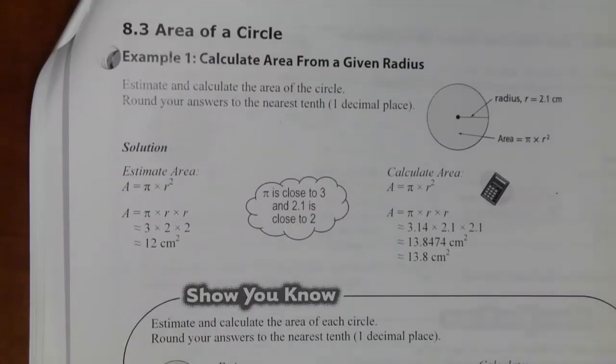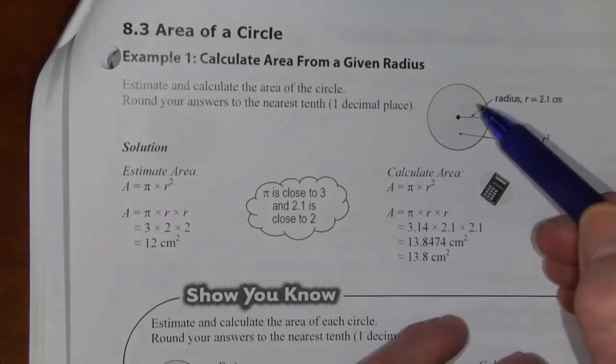Section 8.3, area of a circle. Example 1, calculate area from a given radius. Alright, so we're going to estimate and calculate the area of the circle. We're going to round our answers to the nearest tenth or 1 decimal place.